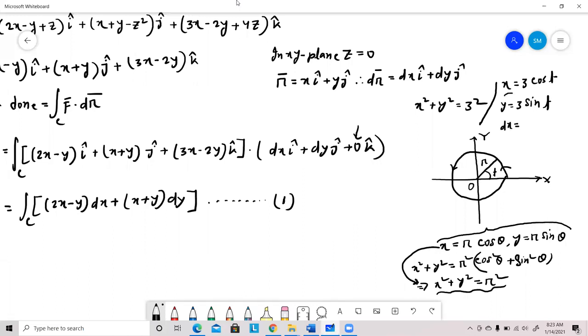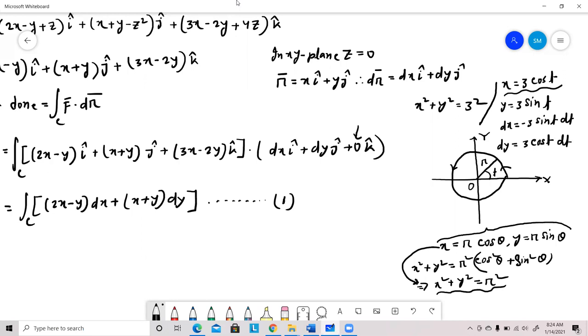x equal to 3 cos t. So dx will be minus 3 sin t dt. Good. Minus 3 sin t dt. And dy is 3 cos t dt. 3 cos t dt.